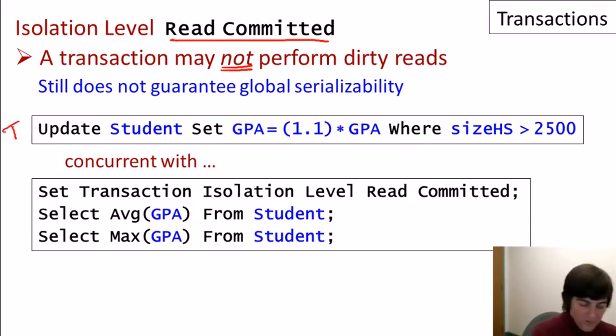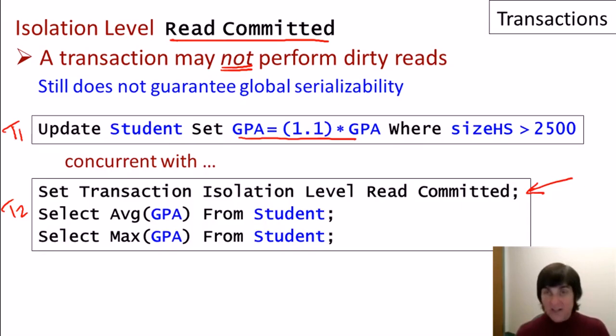example. Our first transaction, T1, is the same one modifying the GPA for students from large high schools. Our second transaction is the one where we're going to reset the isolation level, in this case to read committed, and it's going to perform two statements. One of them is going to read the average GPA from the student table, and the other is going to read the maximum GPA from the student table.